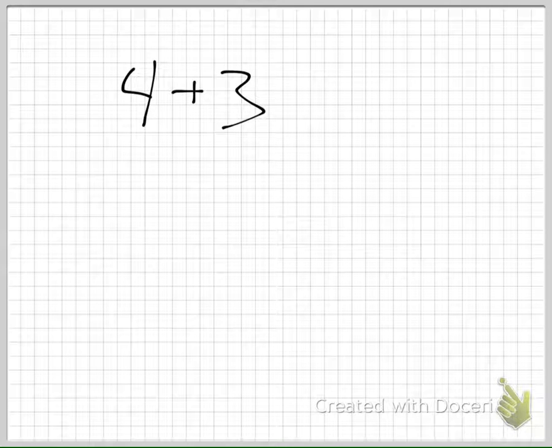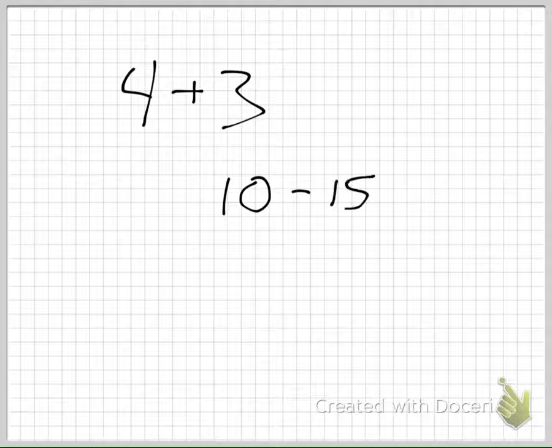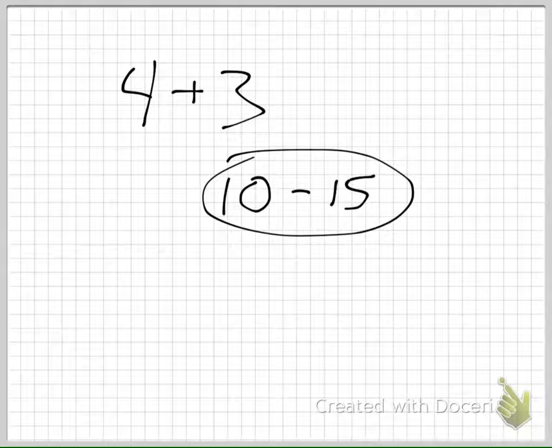So here's the deal. There's a couple of different types of expressions. You have a numerical expression, which is 4 plus 3, 7. All numbers. That's a numerical expression. Okay? 10 minus 15. And does that bother anybody, 10 minus 15? Yes. It bothers you.